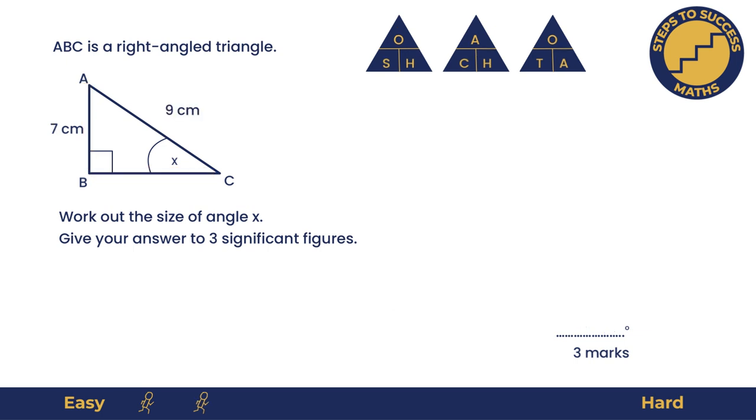ABC is a right-angled triangle. Work out the size of angle X. Give your answer to 3 significant figures. So it's the same process we did before. Start by labelling the sides of your triangle. This one's the hypotenuse, it's opposite the right angle. This one's opposite because it's across from the X. And BC is our adjacent. So this time we've got opposite and hypotenuse. So that's going to be sine. Sine X is equal to the opposite over the hypotenuse. Sine X is equal to 7 over 9.